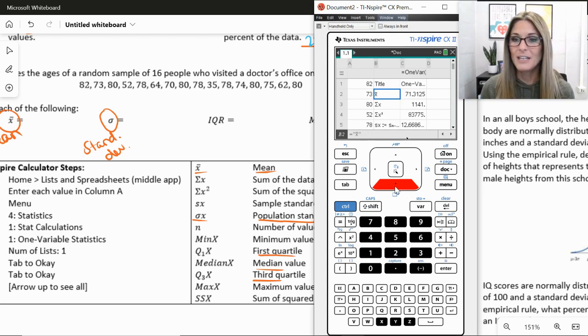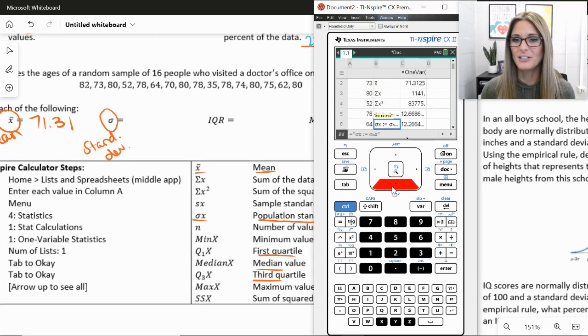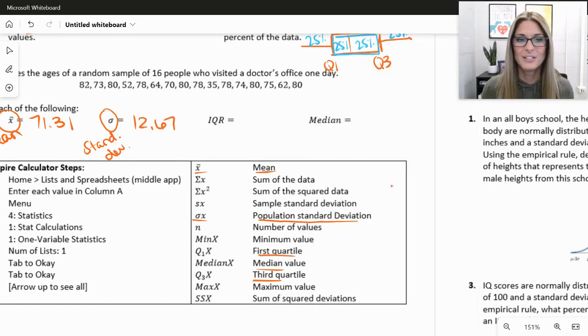Let's fill it in. The mean for this data set is 71.3125. For our notes, let's just round it to the nearest hundredth, so 71.31. Arrowing down, there's a lot of information that we don't need. Once we get to that σx looking symbol, that's our population standard deviation, 12.2664. Let's round that also to hundredths, so 12.27 is our standard deviation. Remember, standard deviation is the average distance every value is away from the mean. So on average, most of the data values are 12.27 away from the mean.